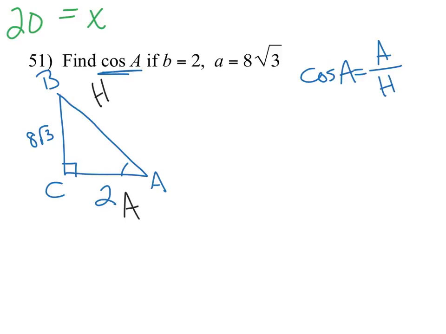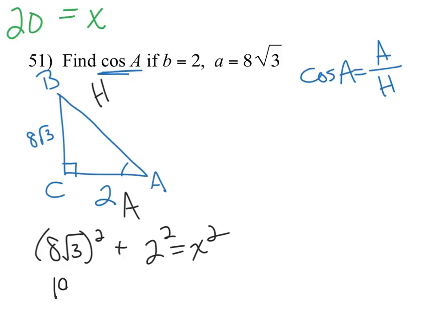I have the A, I need the H. So we got to do the math here. You got to be careful when you're squaring 8 radical 3. Make sure the 8 gets squared too. Plus 2 squared equals x squared. Okay, just to keep you on track, 8 radical 3 squared is 192, plus 4 is equal to x squared. So 192 plus 4 is 196.